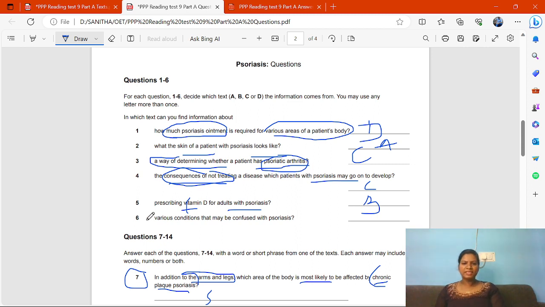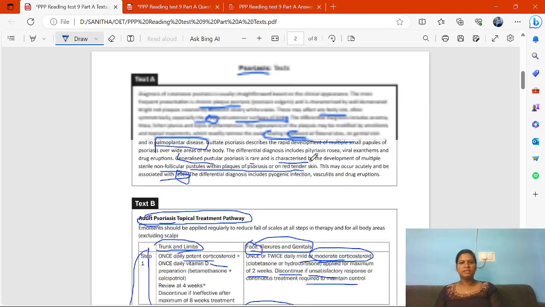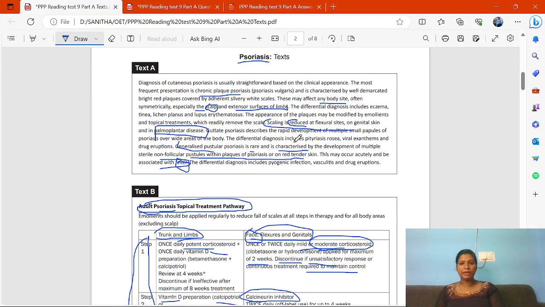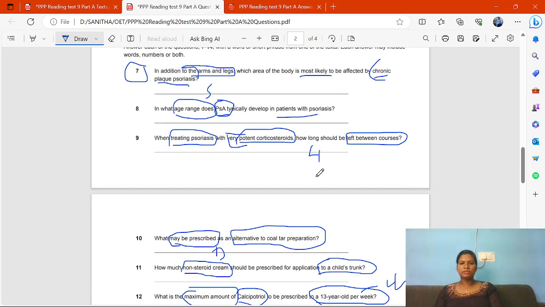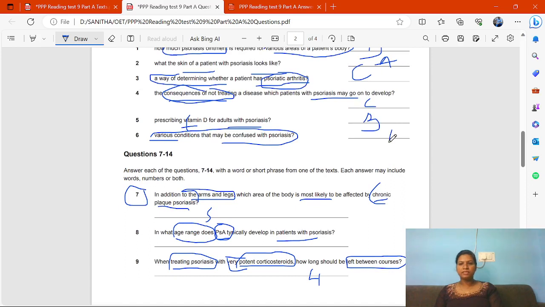Various conditions that may be confused with psoriasis. What are the various conditions? Talking about psoriasis as the first topic, Text A discusses various conditions, pulmonary disease; there are so many conditions discussed in Text A. So what is the answer for the last question, number 7? Text A. This is the way you have to find out the answer.